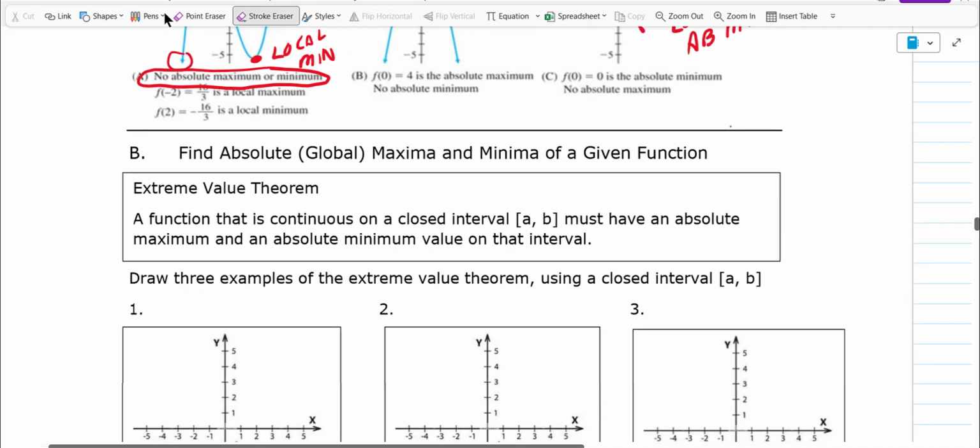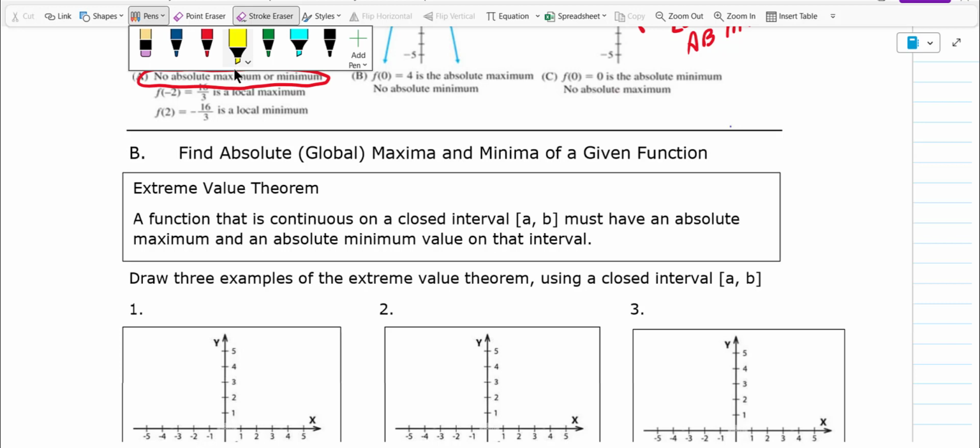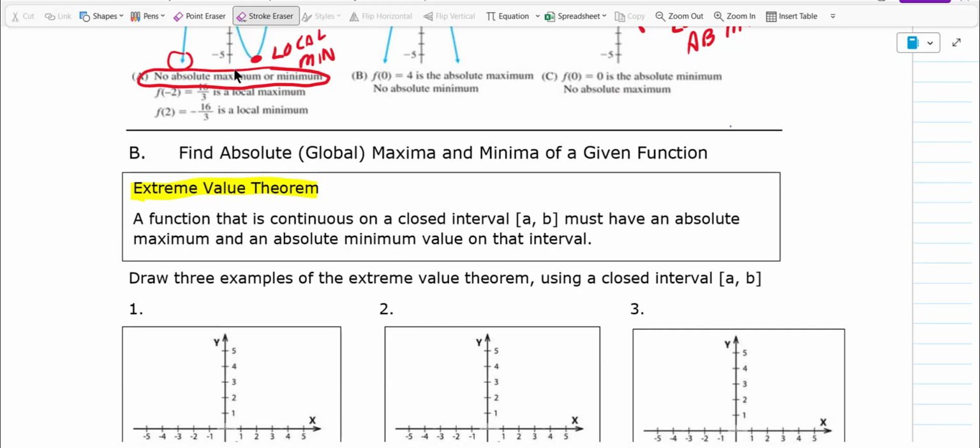Now, next thing I want to show you is what we call the extreme value theorem. This kind of leads up to the calculus we're going to be using to identify absolute or global maximums and minimums. What the extreme value theorem says is that you have a function and it must be continuous on a closed interval. If you have a function on a closed interval and it's continuous, then you absolutely must have an absolute max and an absolute min. You are forced to have that. That's what this theorem says.